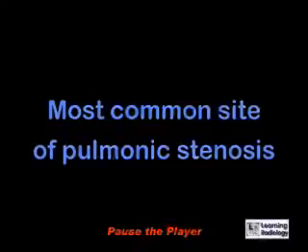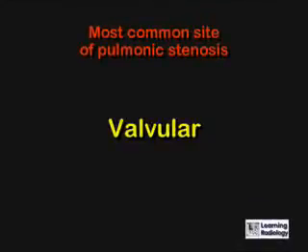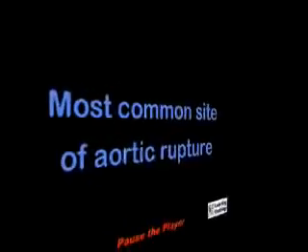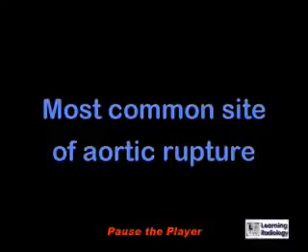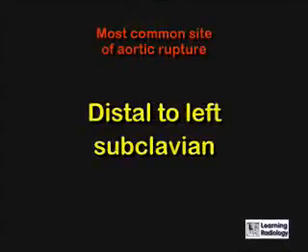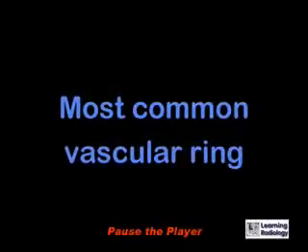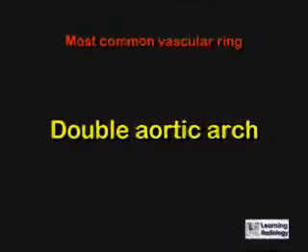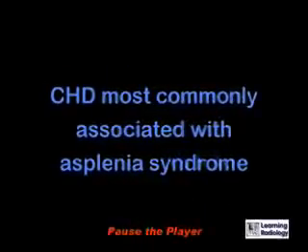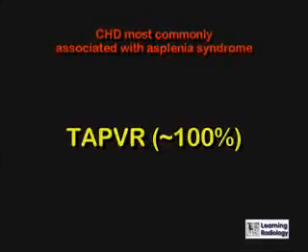What is the most common site of pulmonic stenosis? Valvular pulmonic stenosis. What is the most common site of an aortic rupture? Distal to the left subclavian. What is the most common vascular ring? A double aortic arch. What congenital heart disease most commonly is associated with asplenia syndrome? Total anomalous pulmonary venous return.